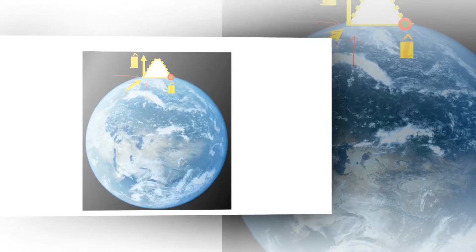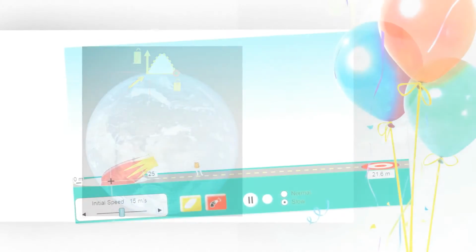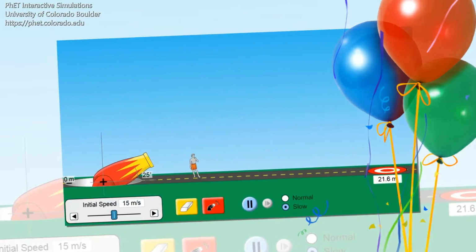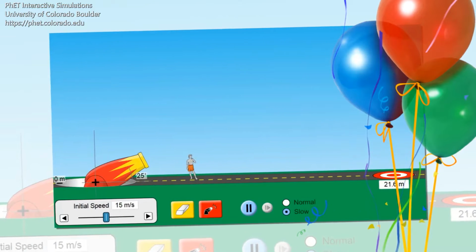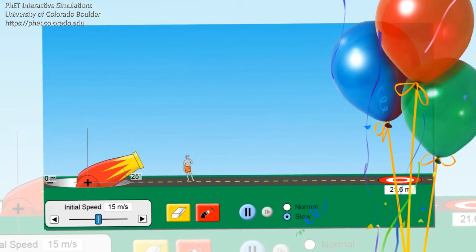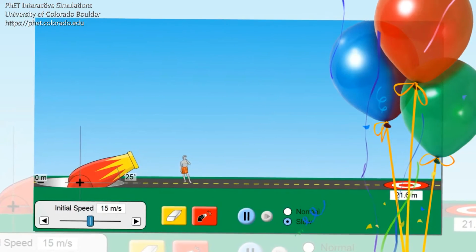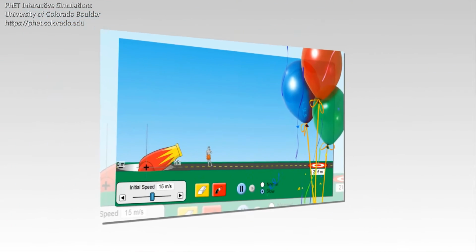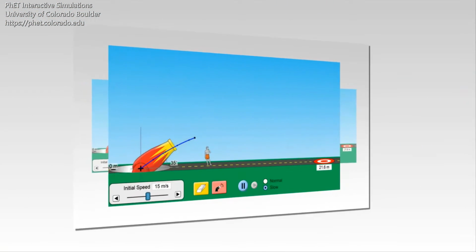Here is the challenge for you. You have this cannon, and the ball follows a path like this. There is a circular target which is 21.6 meters away from the cannon. Your task is to hit the circular target with the cannonball.